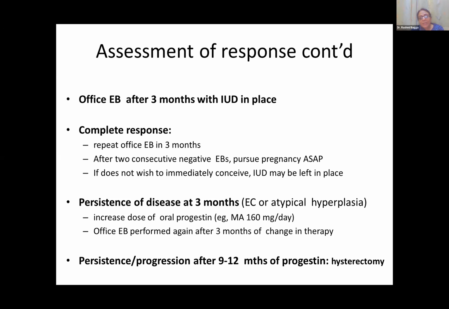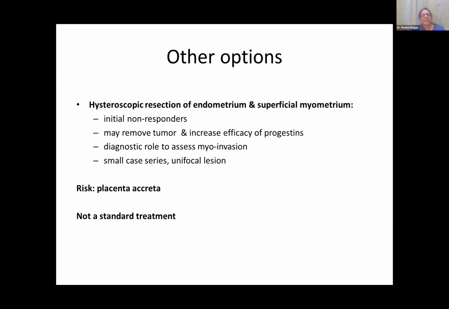If the disease is persistent at 3 months, then it is better to increase the dose of progestins and repeat an EB after 3 months of change in therapy. However, in no condition should the therapy be continued beyond 9 or maximum 12 months, and then she is a candidate where hysterectomy is advised as the treatment has not succeeded.